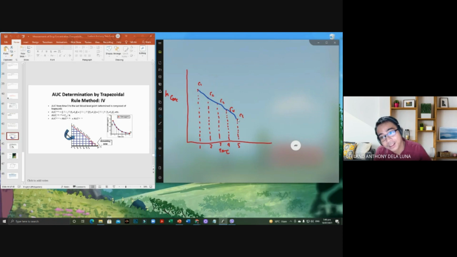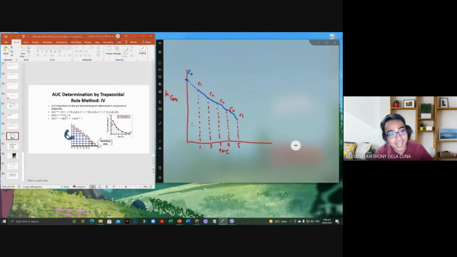I said, I'll draw a straight line and trace it all the way back here. Where it hits, that's my concentration at zero time. That will be my initial plasma concentration. Why do I need this, class? I need this because the majority of my computation requires CP sub zero.